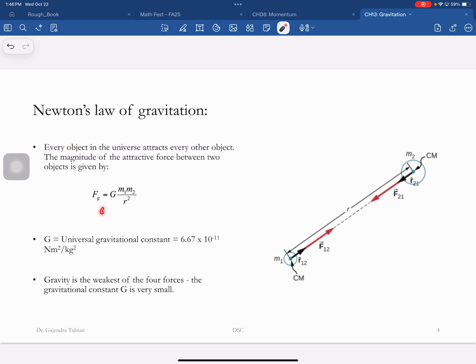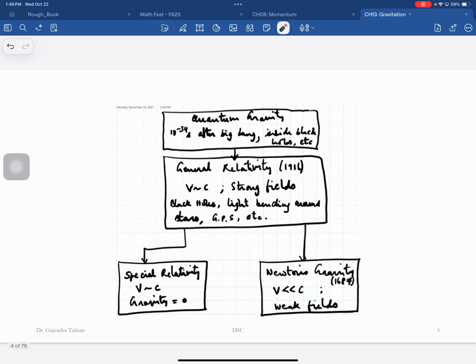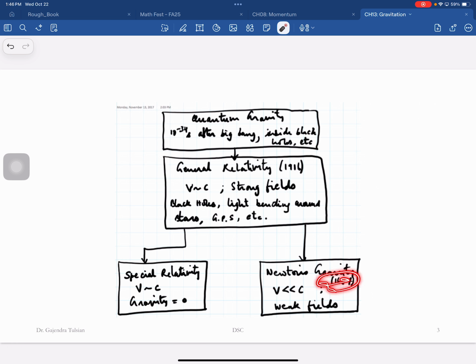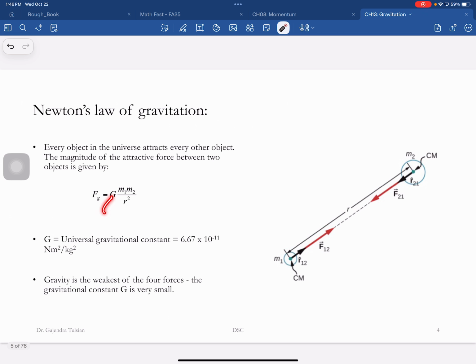In fact, apparently this is still one of the least accurately measured physical constants. Newton came up with this theory in 1687, and this constant was not measured for almost 100 years, almost 100 years later.